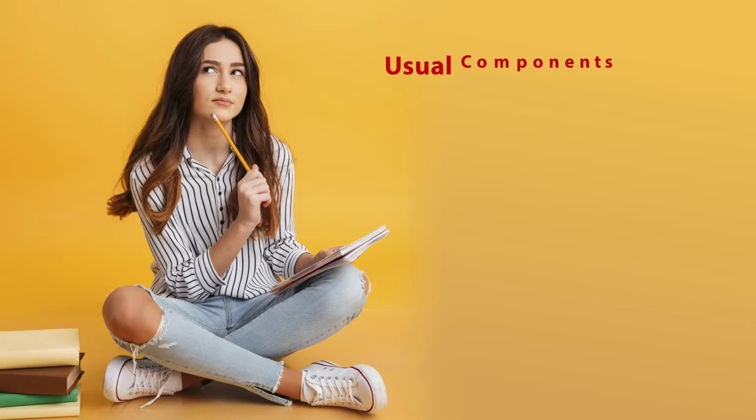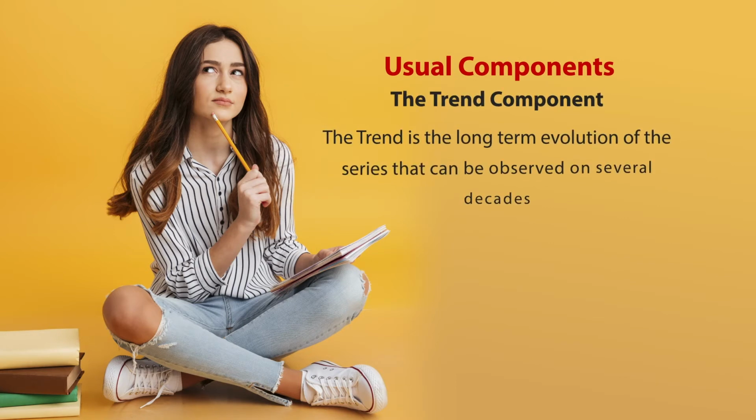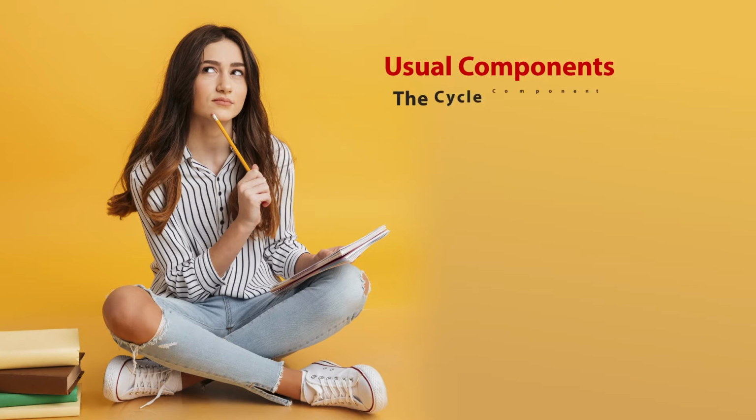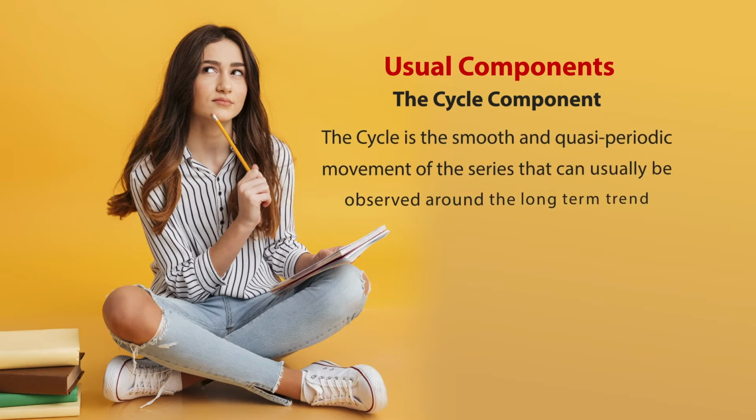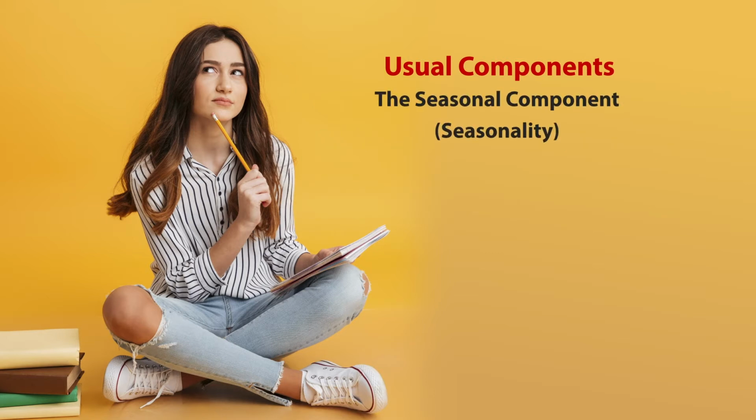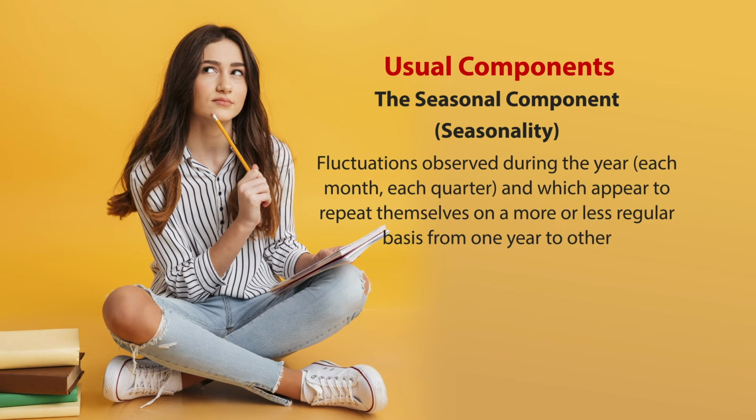So we will usually go into the depth of all these components on a one-to-one basis, and then finally talk more about it. So the trend component, if you talk about the trend, is a long-term evolution of the series that can be observed over several decades, and the cycle component is the smooth and quasi-periodic movement of the series that can usually be observed around the long-term trend. So the seasonal component talks about the seasonality and fluctuation observed during the year, each month, each quarter, and which appear to repeat themselves on a more or less regular basis from one year to the next.